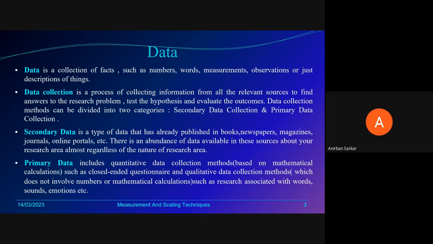Now coming to the data, we are primarily focusing on two types of data. One is secondary data and the other is primary data. You know that secondary data is data which has already been published. If you collect data from any book or website or newspaper or magazine or journal, you are using secondary data. And when you are collecting data on your own for the first time through any survey or questionnaire, we call it primary data.